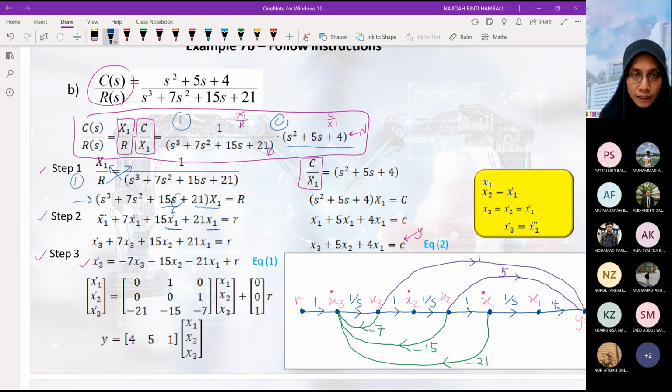The next one, 7s squared. So the squared function, the second order polynomial, will contribute a double dot. Then we have x1 because we have this variable x1, and then take together the coefficient 7. And the last one, the highest order polynomial is 3, then it will contribute a triple dot for x1.